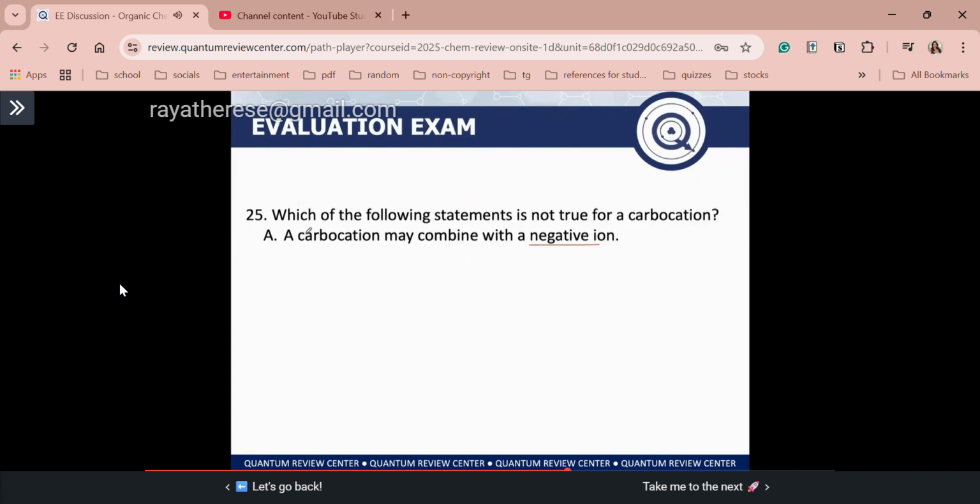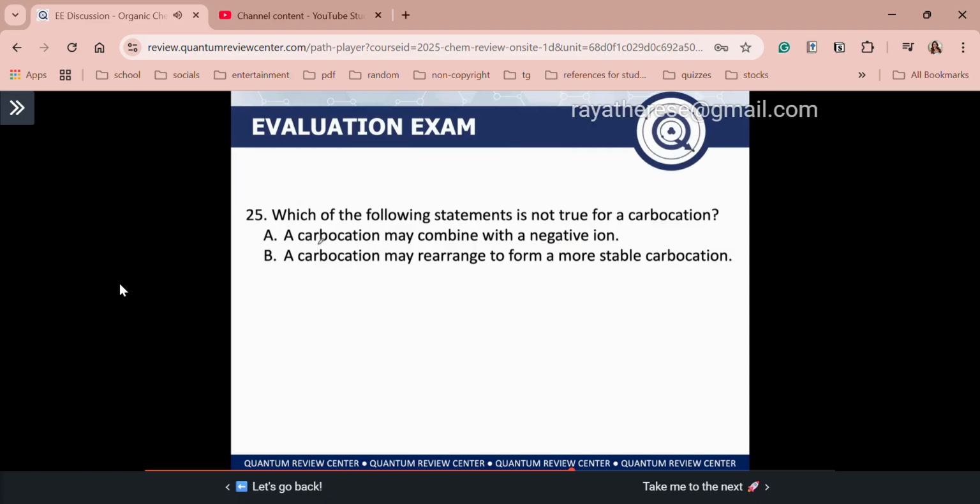Class, again now we will discuss the language keywords for concept based. Here we have "may" as our keyword for choice A. Letter B, a carbocation may rearrange to form a more stable carbocation. Remember, your alkyl shift and hydride shift. It may rearrange. So somehow, probabilistic yung approach ng statement. Letter C, sir, parang obvious, a carbocation does not. Parang ang strict niya.